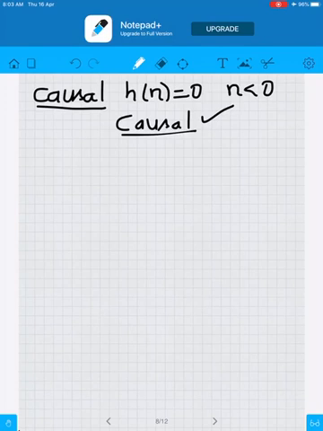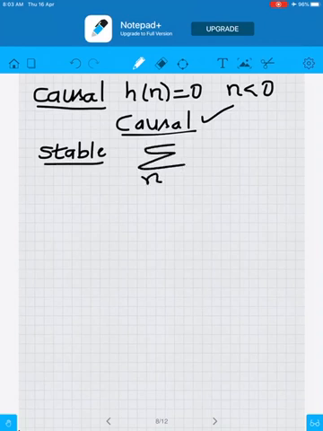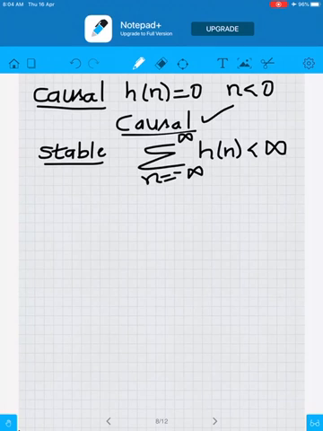Now, last condition, when can you say the system is stable? If you recollect from the previous video, we had discussed that the summation from n equal to minus infinity to plus infinity of the magnitude of h of n should be less than infinity. That is, if I sum all the components of the impulse response, it should give me a finite number. That is, it should be absolutely summable. Only then can I say that it is a stable system.